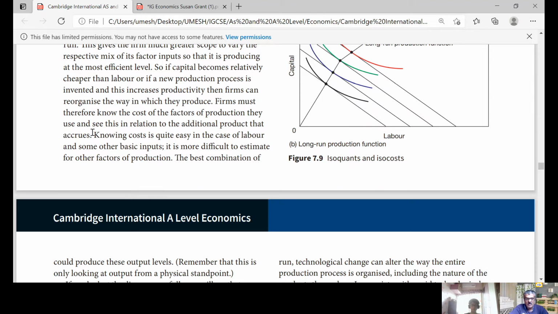Knowing cost is quite easy in the case of labor. If you say labor, it can be very easy. If labor cost is 100 rupees per day, then if I'm using 5 labor, it will be 500. If I'm using 50 labor, it will be 5,000 rupees. So it is very easy to understand, and some other basic inputs as well.